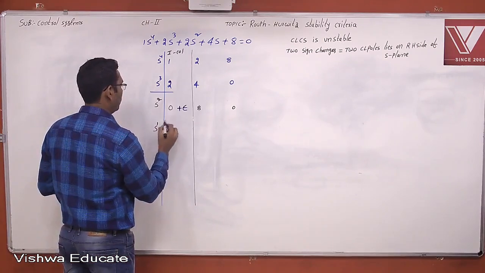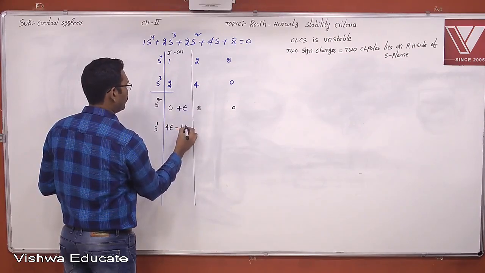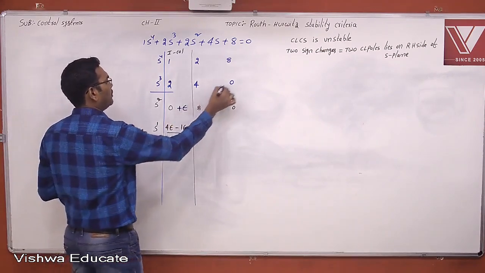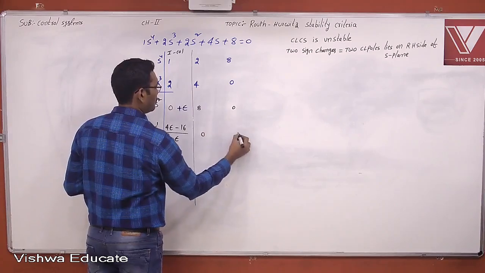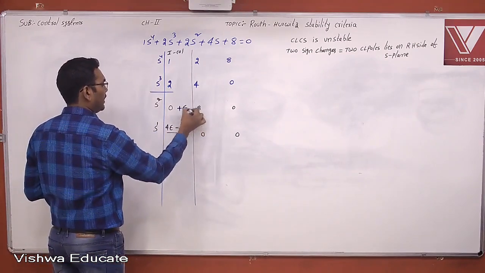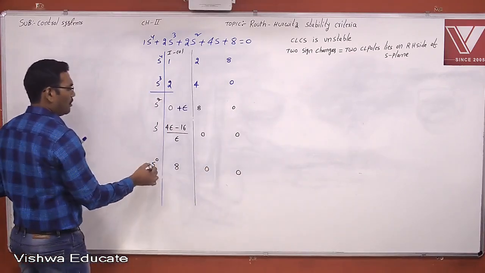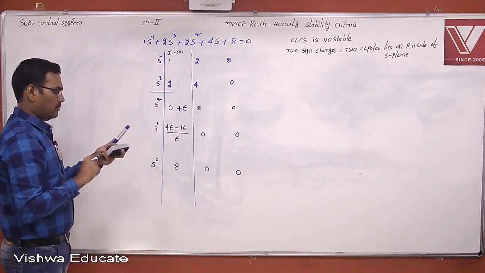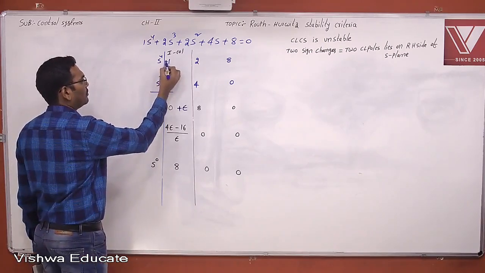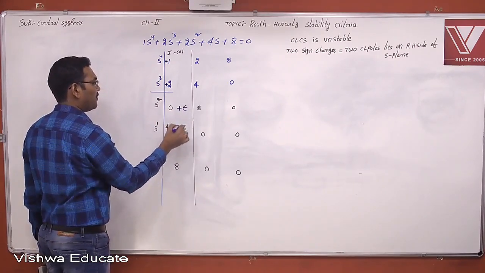S power 1: epsilon into 4, 4 epsilon, minus 8 into 2, 16, by epsilon. Next, epsilon into 0, 2 into 0, 0, 0. Now s power 0: assume this is some x, x into 8, 8x minus 0 by x, therefore this is 8. Now in the first column, do all the coefficients have the same sign or not? This is positive, this is positive epsilon. But whether this is positive or not, we don't know. This is a function of epsilon.